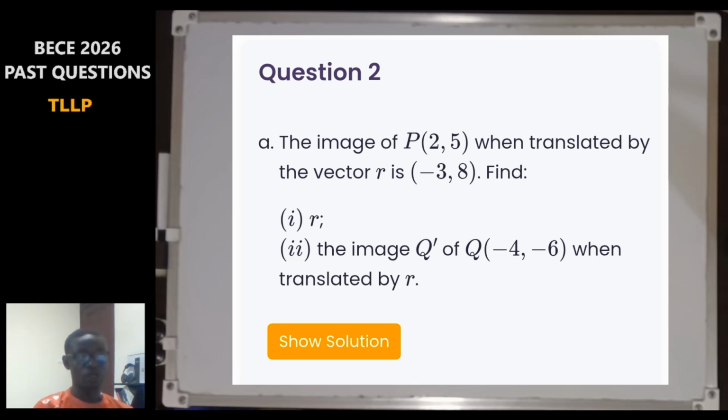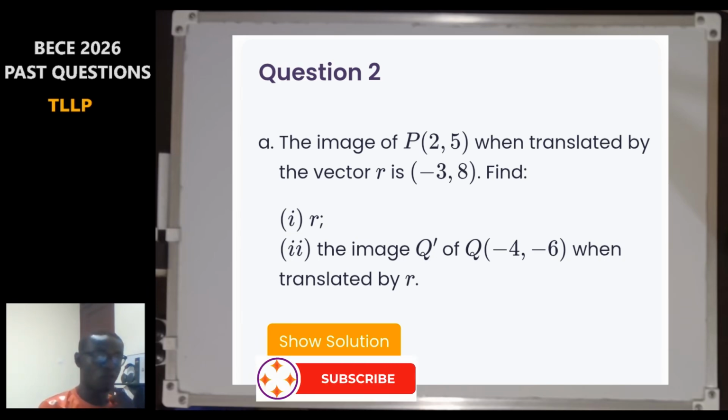In this video, we are going to look at question 2a. The question says that the image of P(2, 5) when translated by the vector r is (-3, 8). Find the vector r, that is I. And then II says find the image K prime of K, which is (-4, -6), when translated by the vector r.